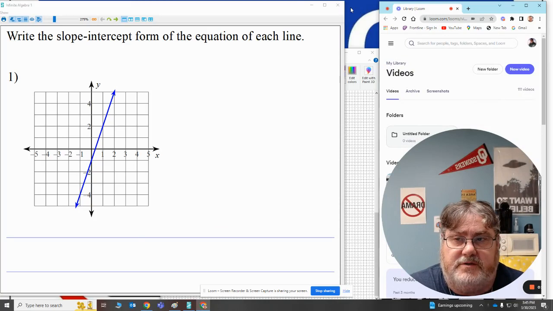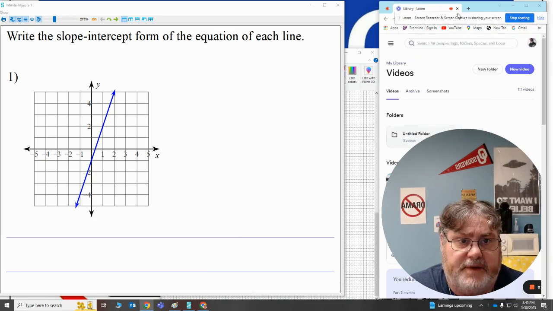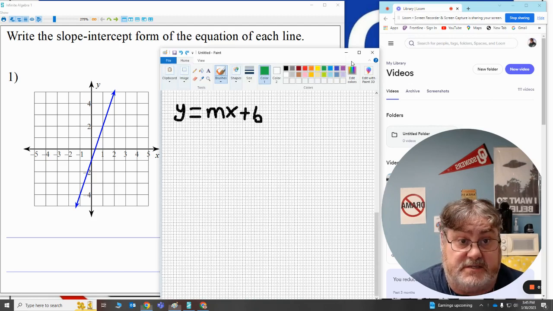Today we're asked to write the slope-intercept form of an equation of a line that's on a graph. Here's what we're going to do. We're going to write this in slope-intercept form, and we're simply going to get our information off the graph itself.